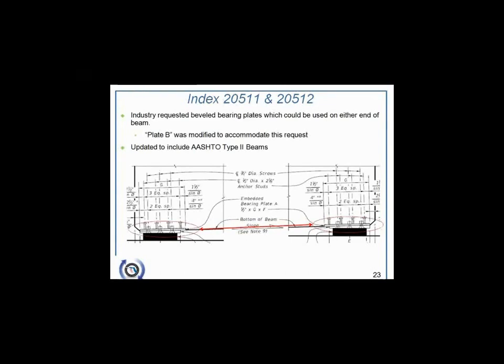Design Standards Index 2511 and 2512. Industry had requested beveled bearing plates, which could be used on either end of the beam. So therefore we've modified plate B, which is the tapered plate here. We've modified that, centered the holes up, and aligned them to where they could be used on either end. This index happened to be also updated to include the AASHTO Type 2 beams.